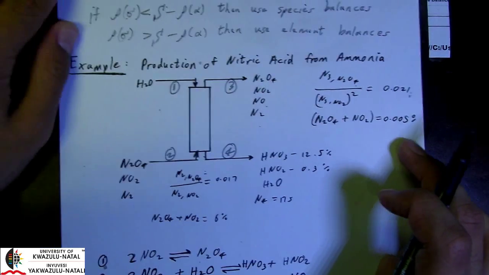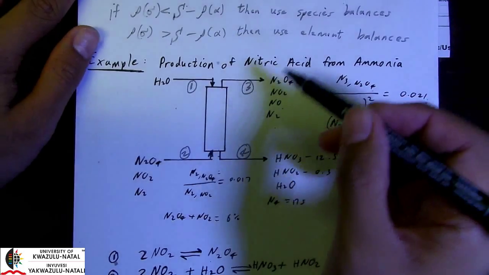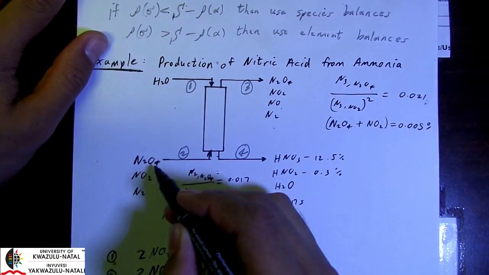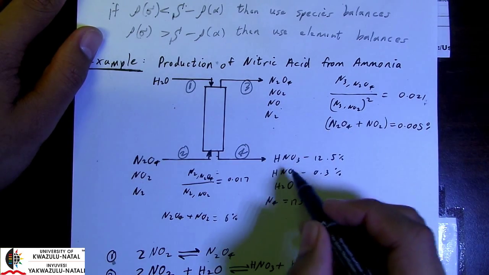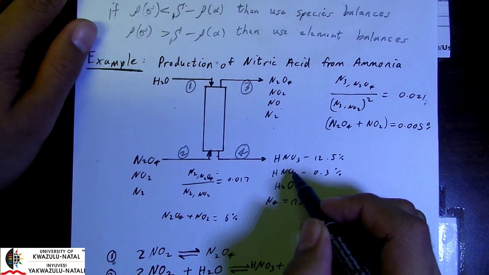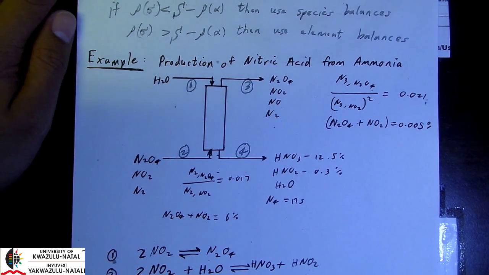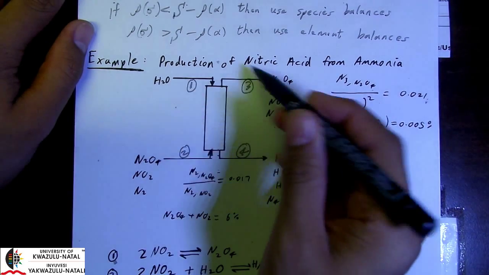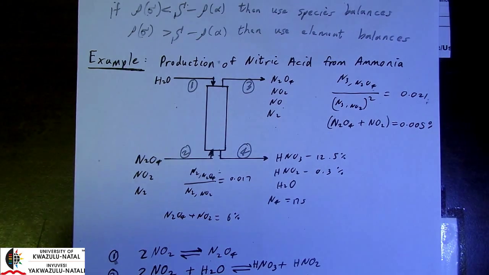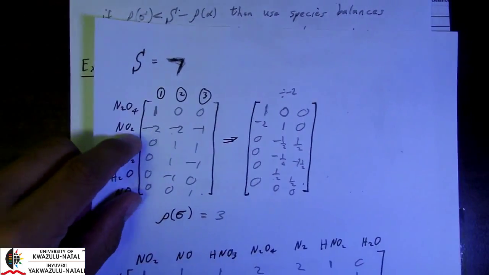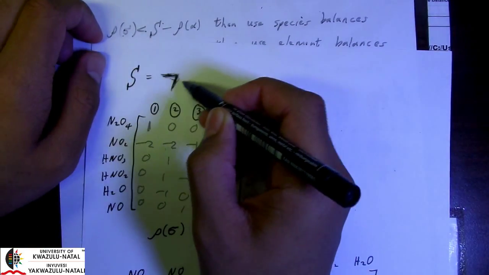Finding the number of species is quite easy. We can just count them. So we have 1, 2, 3, 4, 5, 6, 7. There are 7 different types of species associated with this reactive absorber. So our S is equal to 7.